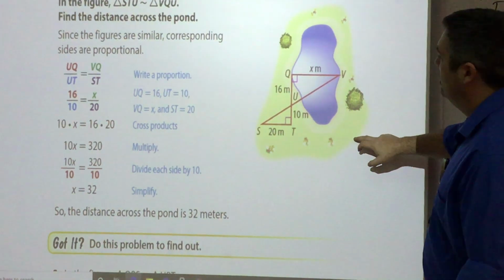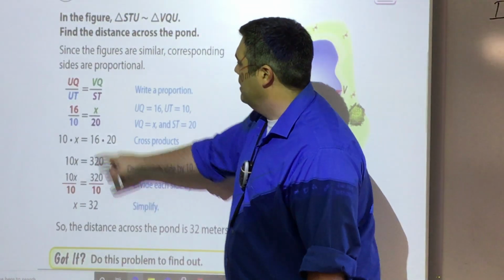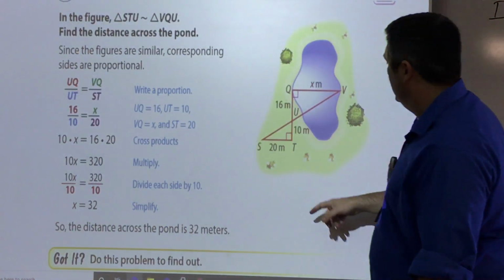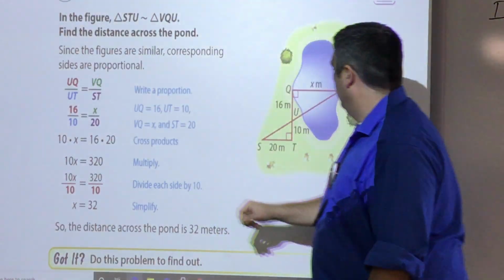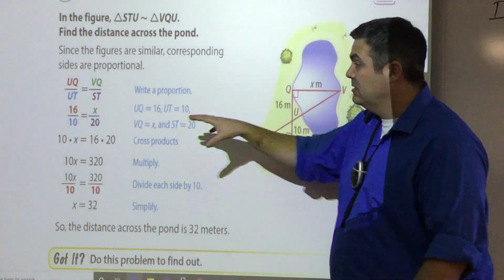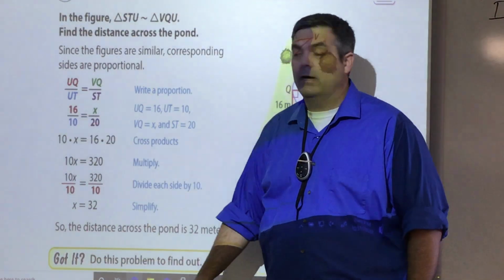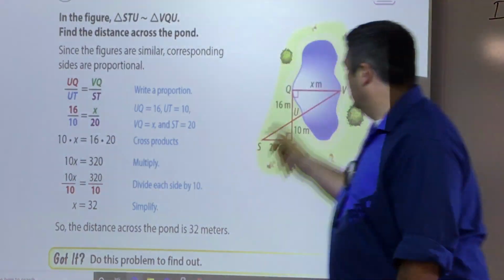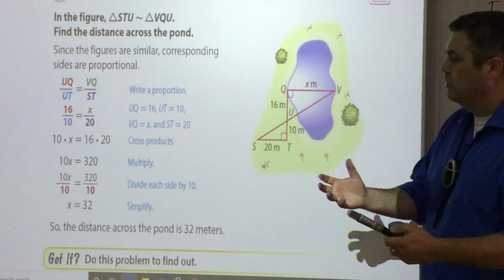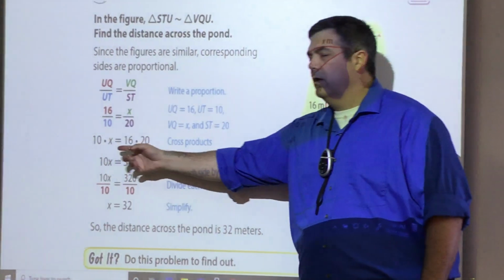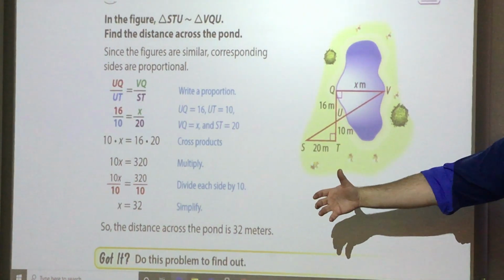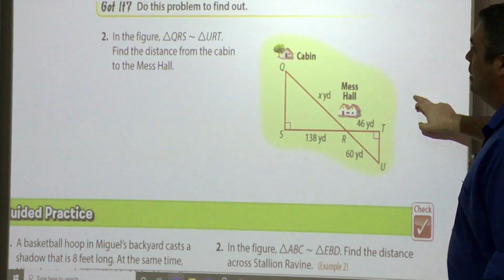It's the same thing. You can see over here how they set it up: UQ over UT, VQ over ST. Then they substituted in the numbers to make sure they have it correctly: 16 over 10, x over 20, exactly what I said. Cross multiply, divide. They show you the algebraic way to do this. I've given you a little bit easier way because we haven't done the algebraic way yet. Same thing.